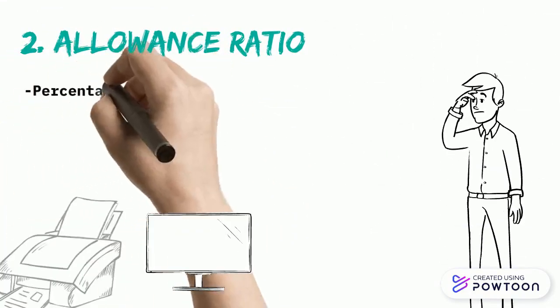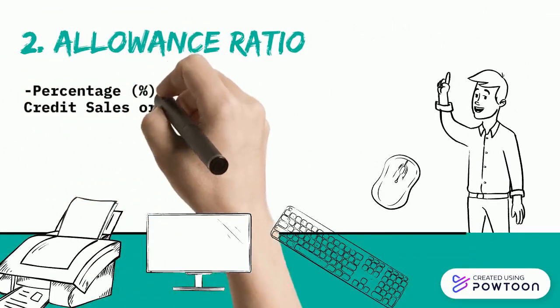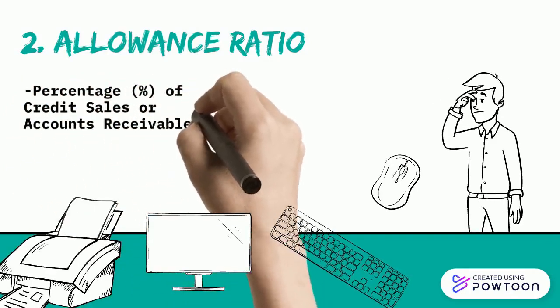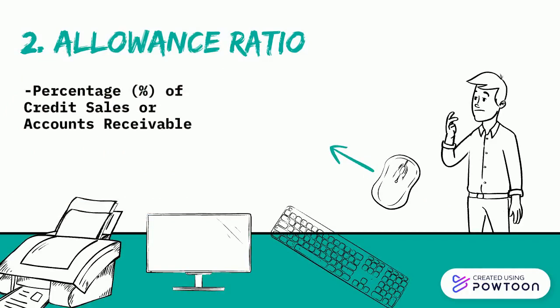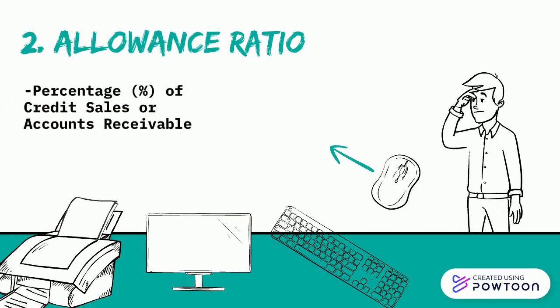The allowance ratio is a percentage of credit sales in a given period of time. To calculate it, you multiply the overall average percentage for each period by the sales or accounts receivable balance.